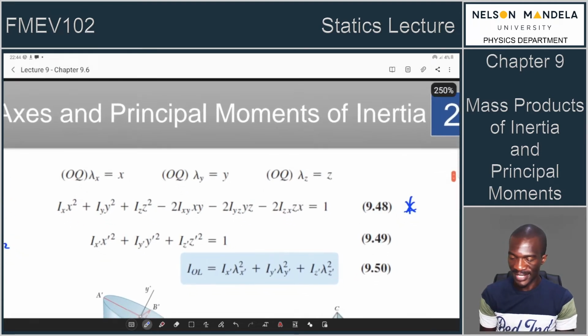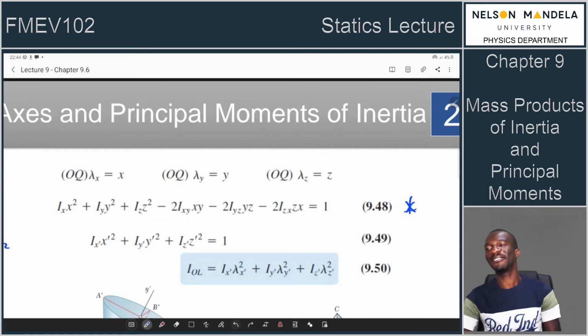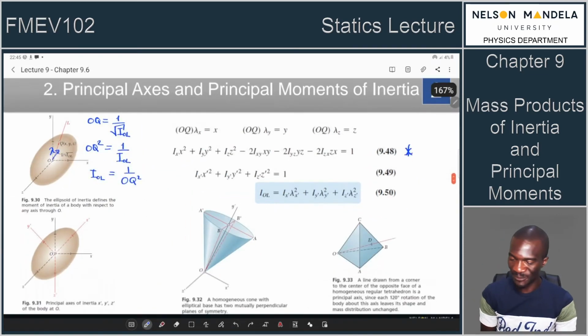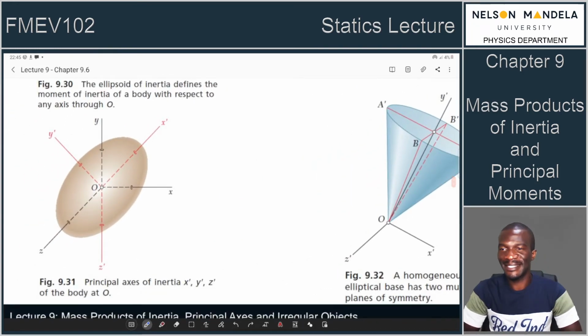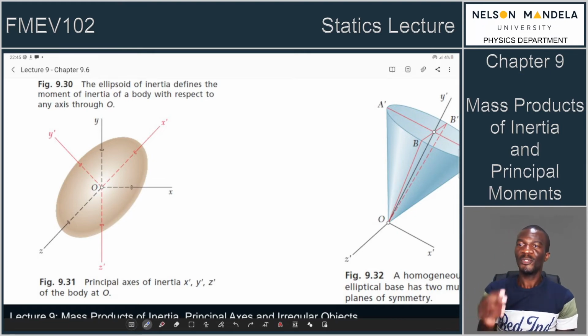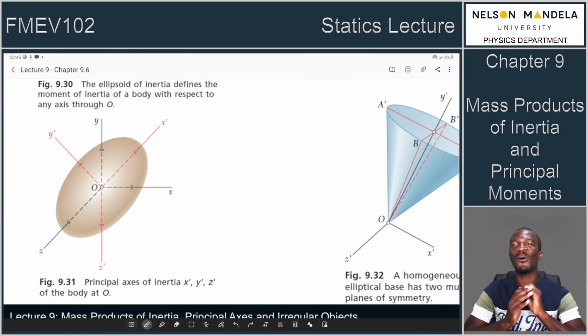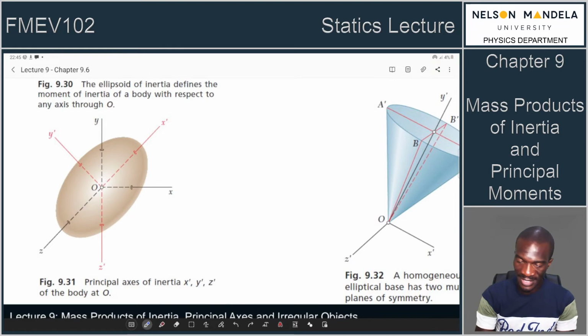Now with that equation, we come up with a special condition which is possible. This special condition is the condition for the principal axis. Figure 9.31 is telling us that you can define some principal axes, but these principal axes should be located at a particular orientation. What is the orientation that we are sure will give us the principal axis? So this is just our principal axis in the x, in the y, and in the z.